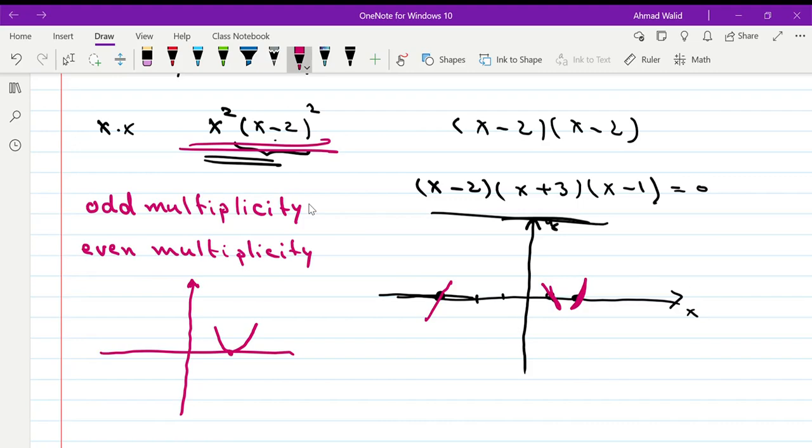Then remember, if I ask you to find the multiplicities of zeros of a polynomial function, you evaluate this way. If you factor and you see even multiplicity, the graph touches. And if you find odd multiplicity, the graph crosses the x-axis. I'll stop the video here. And in the next one, we will talk about how to graph a polynomial function.